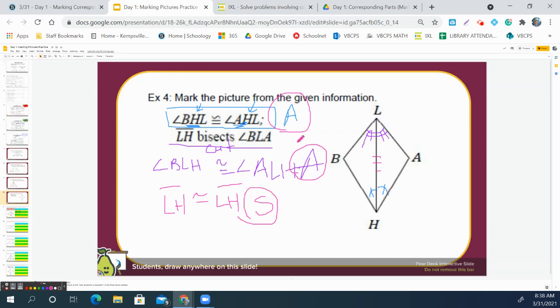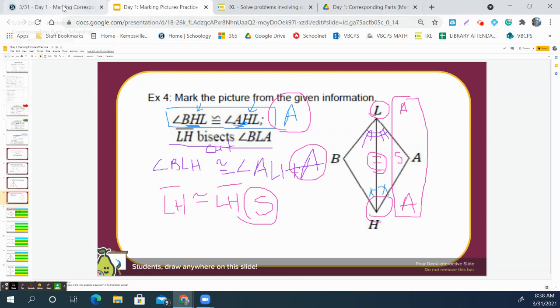So when I go to put these letters in order, I don't go in the order that I put them. I go in the order that I see them in the triangle. Just like I would name angle BLH in order, you've got to do that here. So I've got an angle, and then a side in the middle, and then another angle down here. So when we go to name this tomorrow, it's going to be angle, side, angle, because that's the order it is in the triangle. You always got to go back to your triangle to look for the order. Okay?